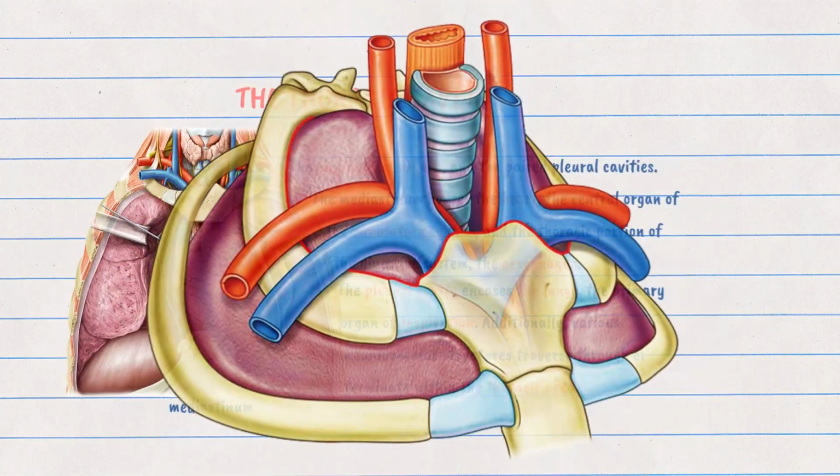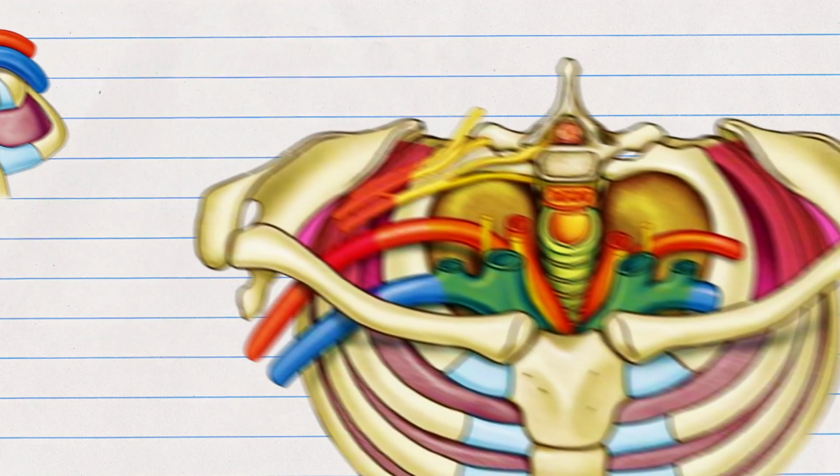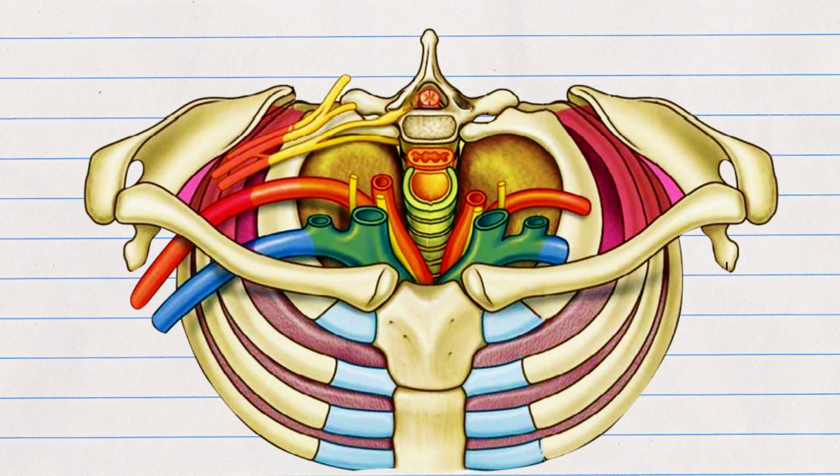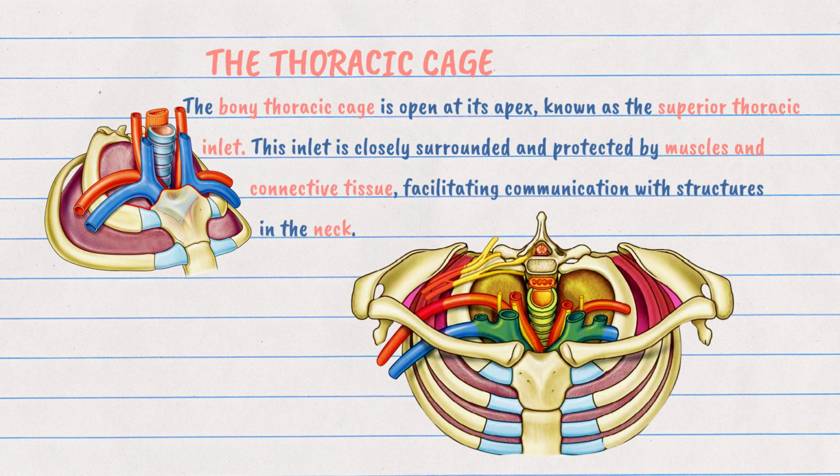As we said earlier, the bony thoracic cage is open at its apex, known as the superior thoracic inlet. This inlet is closely surrounded and protected by muscles and connective tissue, facilitating communication with structures in the neck.